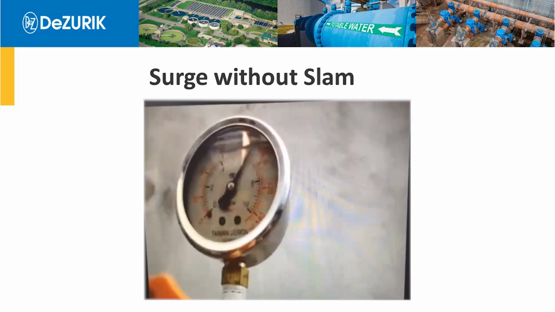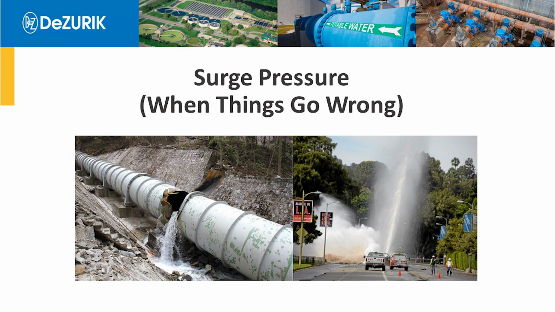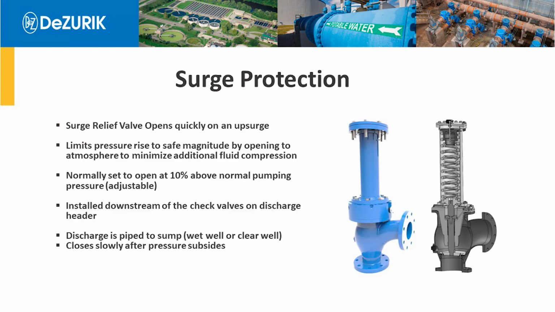the next issue you're going to have is something like this. You could rupture the pipe. You could have a catastrophic failure. So how do we protect the system from that catastrophic failure? We use surge relief valves.